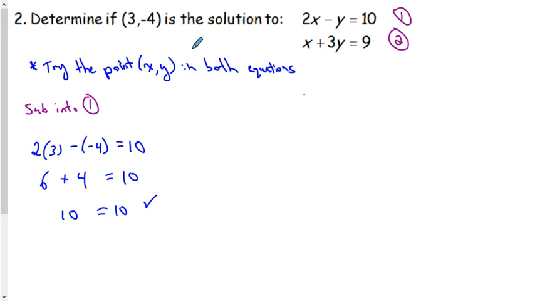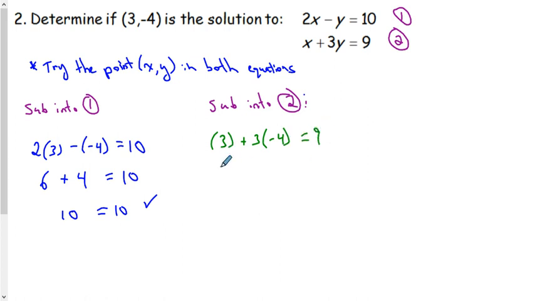Now let's try equation 2. So we'll substitute into equation 2. Let's try that in a different color so we don't get it mixed up. Well, what's our x value? Our x value is 3, so we'll put a 3 in where that x is, and then we have 3 times y. Y is negative 4. Does that all equal 9?